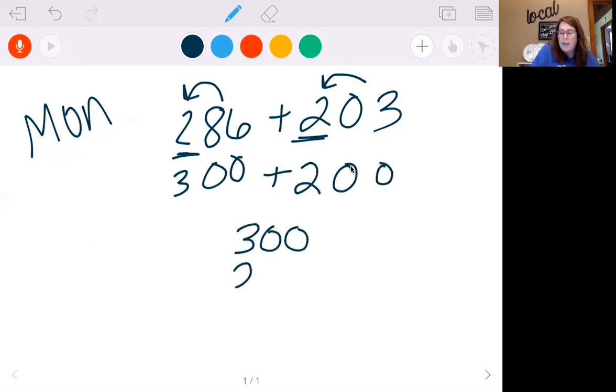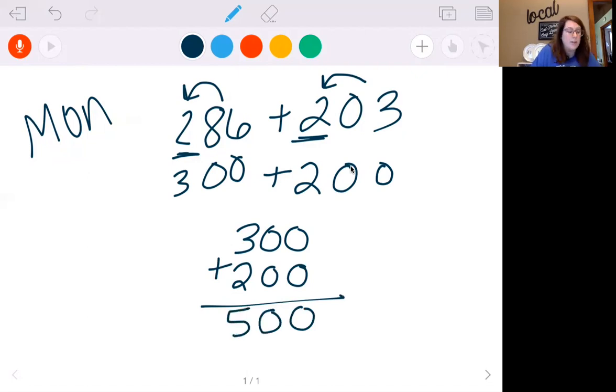Then we can add 300 plus 200. 0 plus 0 is 0. 0 plus 0 is 0. And 3 plus 2 is 5. So we could either say 490 miles or 500 miles, and they're really close, so the answers are correct. It also tells us we can use front-end estimation. Front-end estimation is what we're going to go over tomorrow.